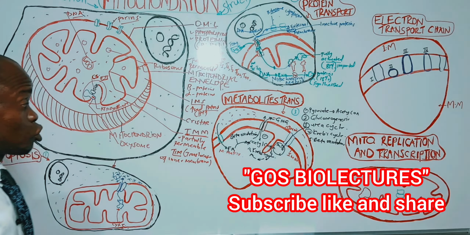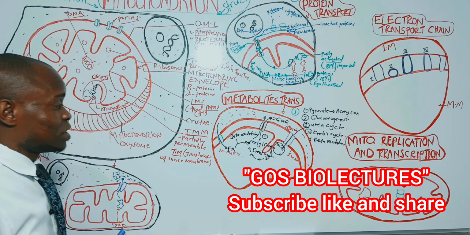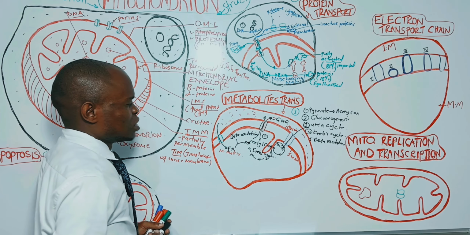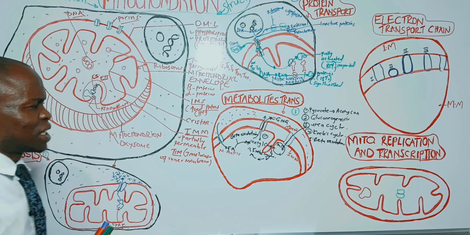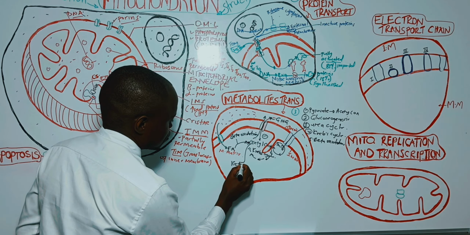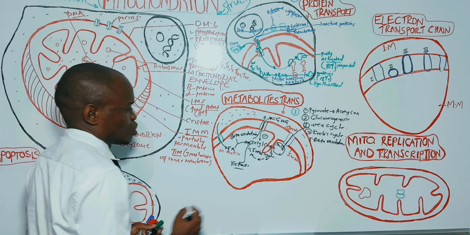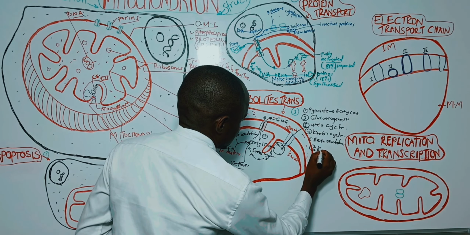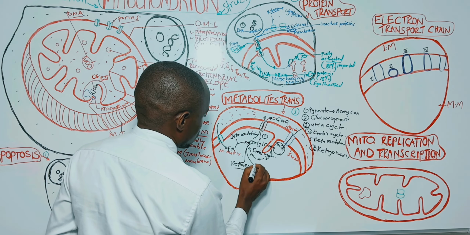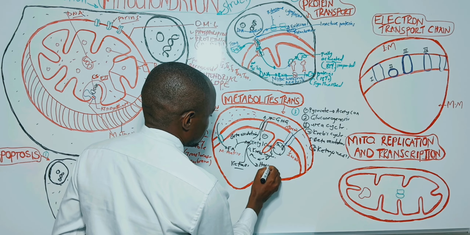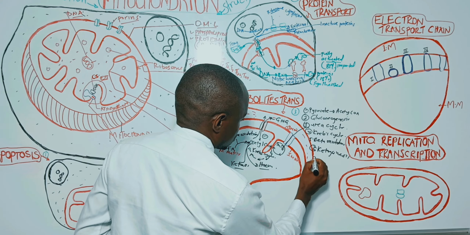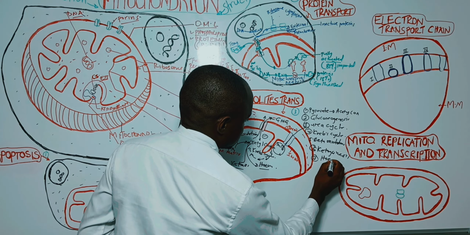Then, of course, some of this acetyl coenzyme A can be used to make what we call ketones. You can convert them into ketones. That means ketogenesis is very important. Ketogenesis. You can also make some heme, which is normally found in the blood. That means we call it heme synthesis.